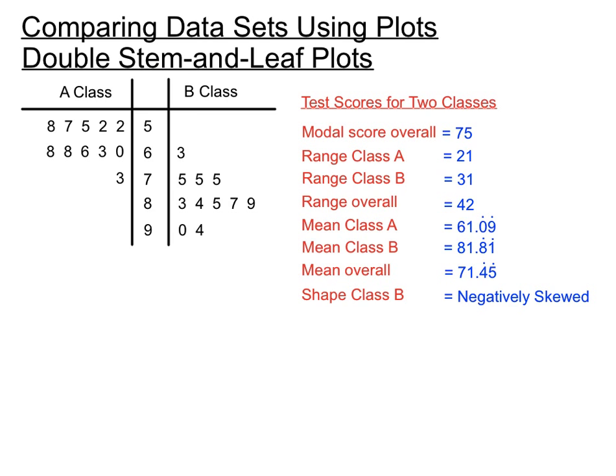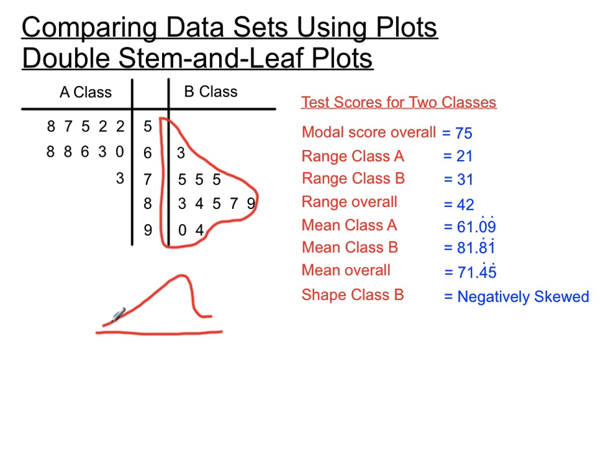Alright, so the shape of class B. Occasionally we're asked for the shape of the data. What the stem and leaf plots allow us to do is to draw a little bit of a shape around it. And if we drew that on its side, we would get a bit of a tail there, and more of the scores are over here.